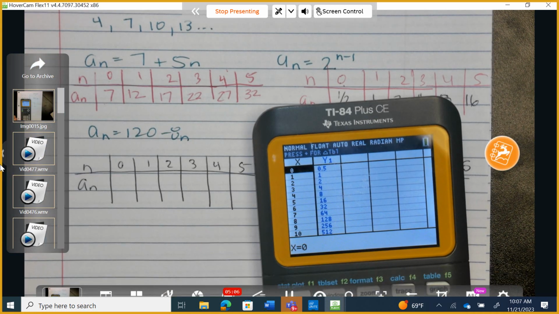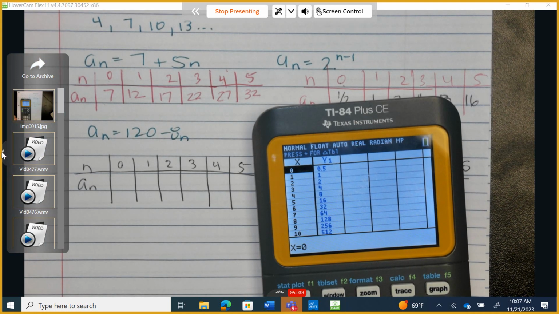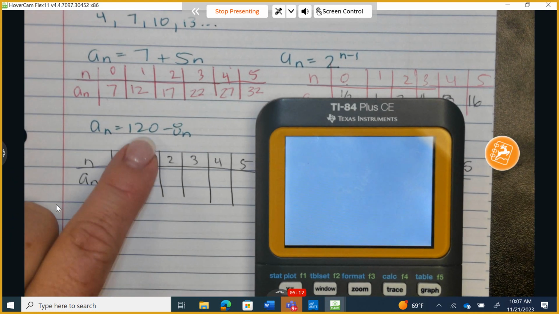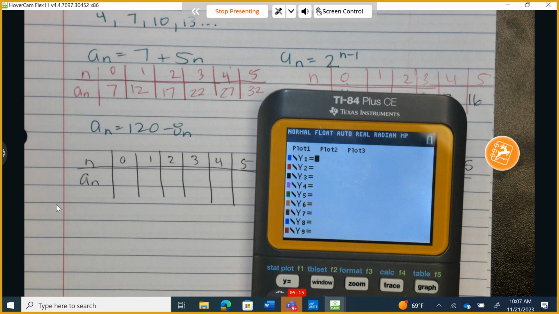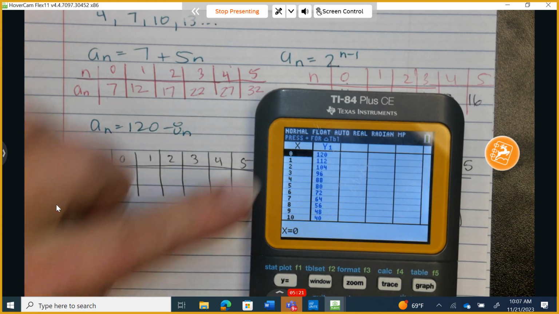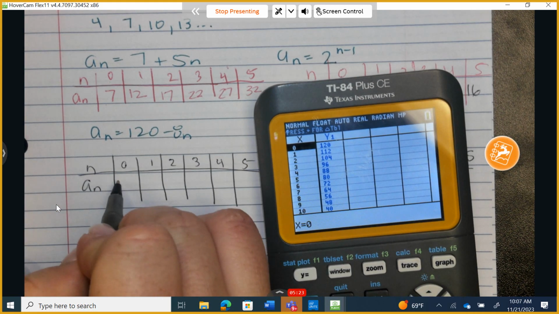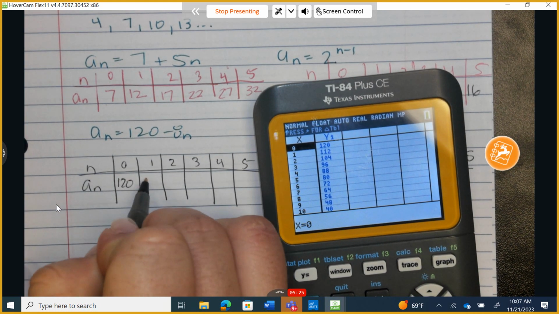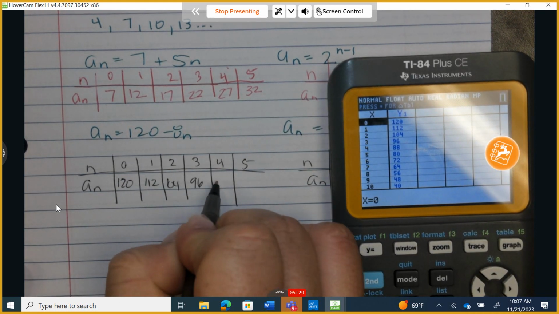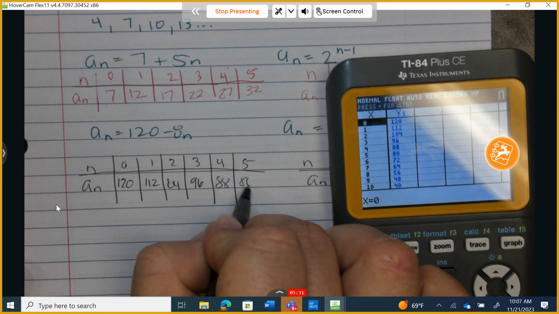Okay, let's look now. Let me move this off to the side. And so I'm going to do second plus 7, 1, 2. Let's plug in this next one. So I have 120 subtract 8, and we don't have an n. We're going to have an x. Doing second table, and I'm just putting in these values. So again, when I substitute in 0, my output is 120, 112, 104, 96, 88, and 80.